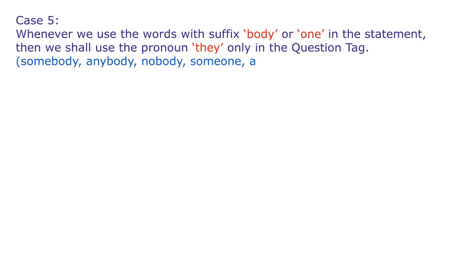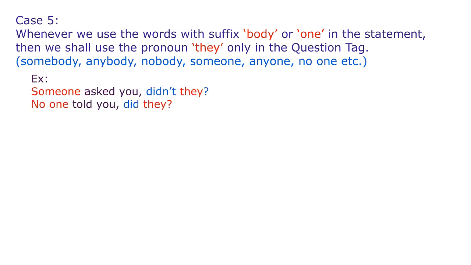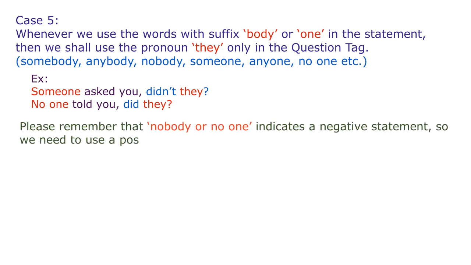In another case, whenever we use the words with suffix body or one in the statement, then we shall use the pronoun they only in the question tag. Words like somebody, anybody, nobody, someone, anyone, no one, etc. For example, someone asked you, didn't they? No one told you, did they? Please remember that nobody or no one indicates a negative statement. So, we need to use a positive tag.